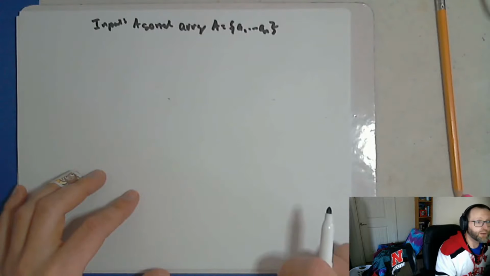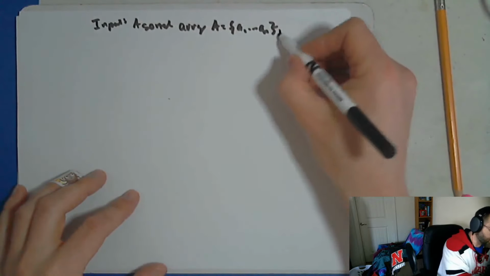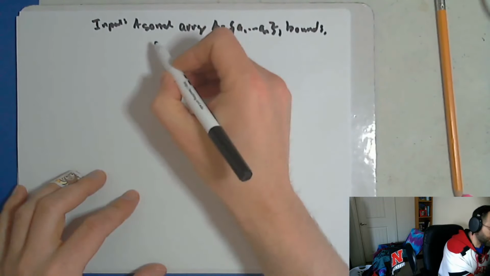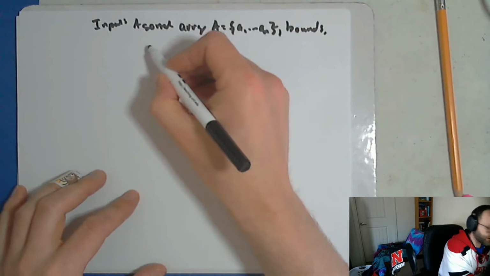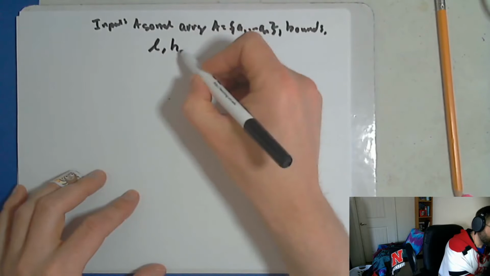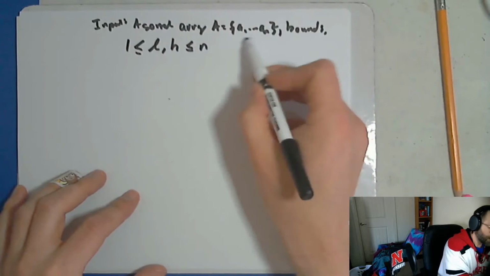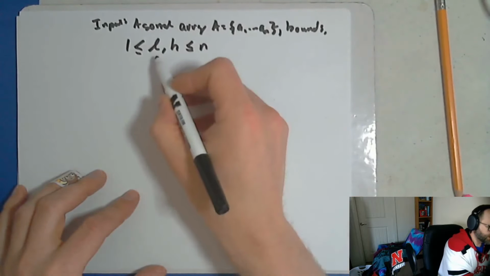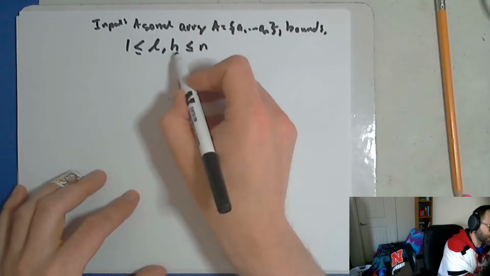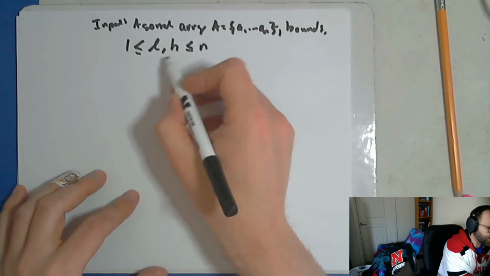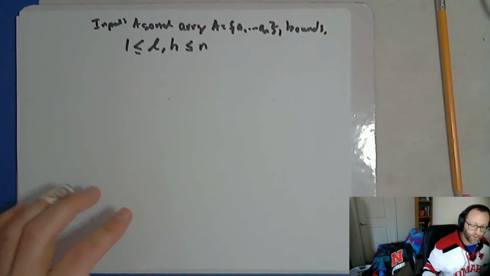So my input is going to be a sorted array and bounds L and H, which are indices that are going to be within that array, 1 up to n. This is going to be the left, or the low, and this is going to be the high. So we could call this left and right, L and R, if you wanted to. The left index and the right index.